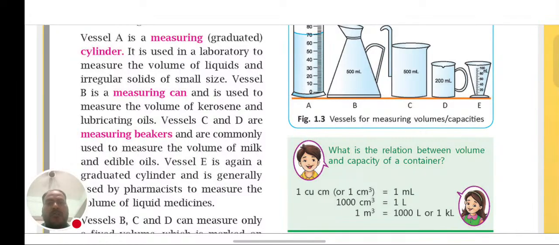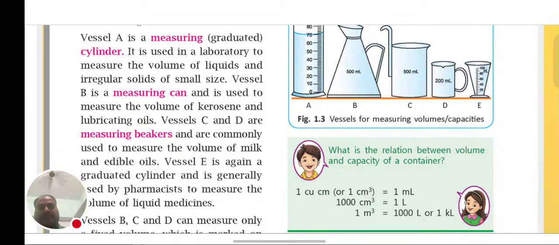Suppose you want to take kerosene or oil. If you go to the mustard mills, they used to take this vessel and keep the oil inside the vessel, measure the liquid, and then pour that liquid into your container. Yes or not? So this is the measuring can, used to measure the volume of kerosene, lubricant oil or mustard oil.